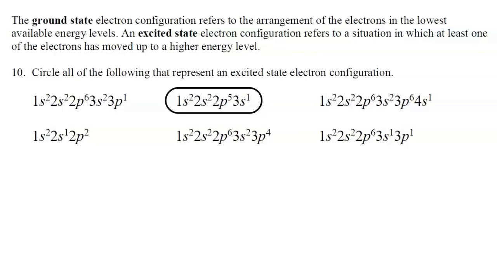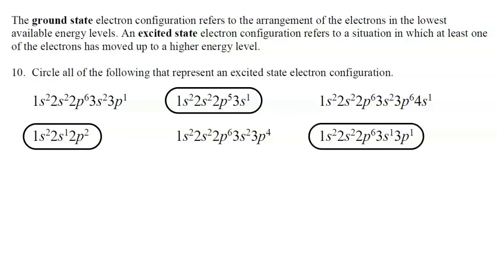Looking on the top row there, 1s2, 2s2, 2p6, 3s2, 3p6, that's normal. 4s1, that's the last electron in the outer shell. On the second row here, we have 1s2, 2s1. Okay, so that electron in the 2s sublevel has moved up to the 2p sublevel. That's an excited state. And then our last example of an excited state would be this one, where an electron from the 3s sublevel has moved up to the 3p sublevel.